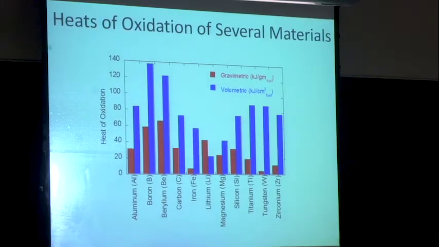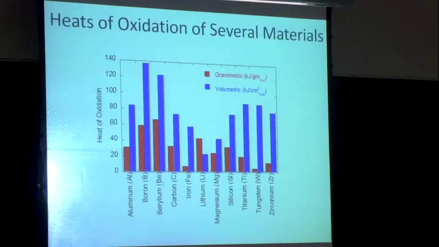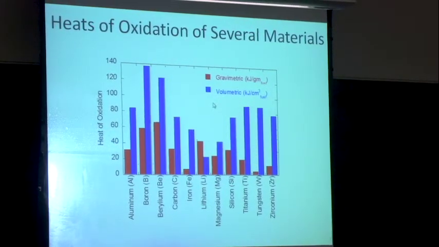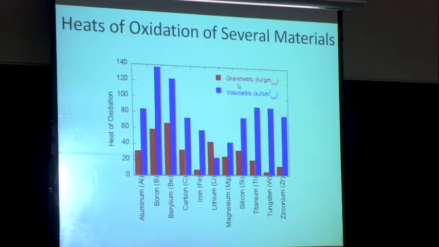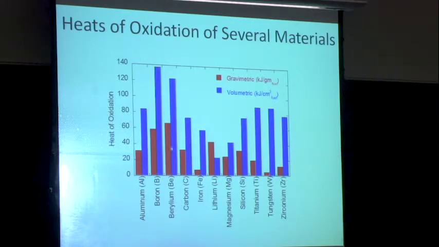If one looks at the heat of oxidation for different metals, you can look at the gravimetric heat of combustion versus the volumetric. And what you find is that the first three metals here are generally the most interesting: aluminum, boron, and beryllium. Beryllium at one time was used, but because it's toxic, it's no longer used, except maybe in some extreme cases. And the two that are looked at the most are aluminum and boron.